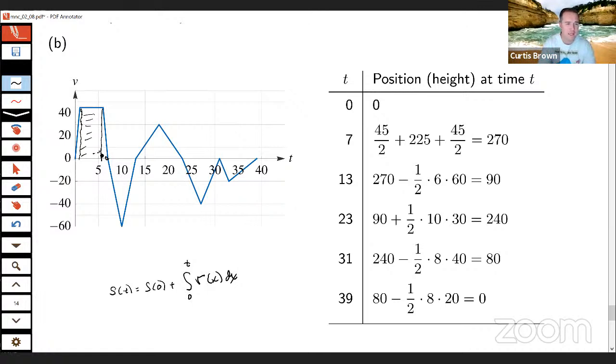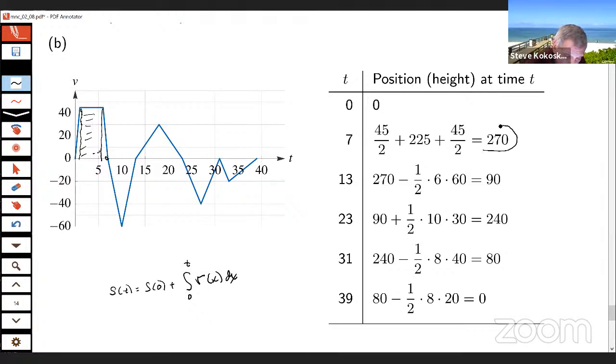And in fact, that's a nice, maybe even easier way to do it, right? It makes a little bit more sense in the context of the situation too. Yep. There you go. So that's actually how I did it. I found the height of the ride was 270 feet. And then at T equal to 13, we've got to take that 270 and subtract this area because the velocity is below the T axis. So, right, moving down. So we got to subtract that.